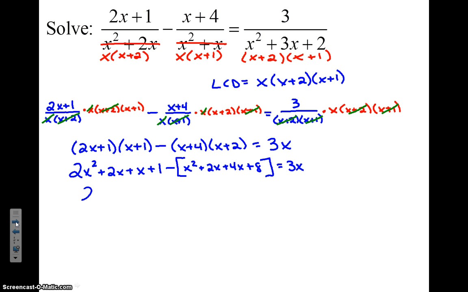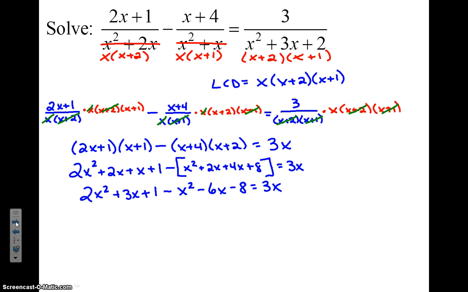So combining some like terms, I have 2x squared plus 3x plus 1 minus x squared minus 6x. So I've combined the 2x plus the 4x. That's 6x, but I'm subtracting it, so that's why I have a minus 6x and then a minus 8.